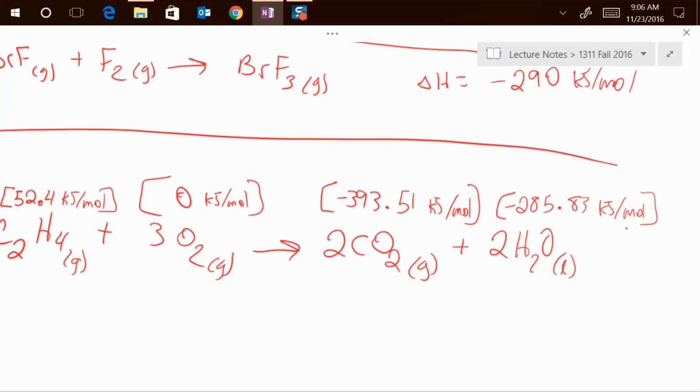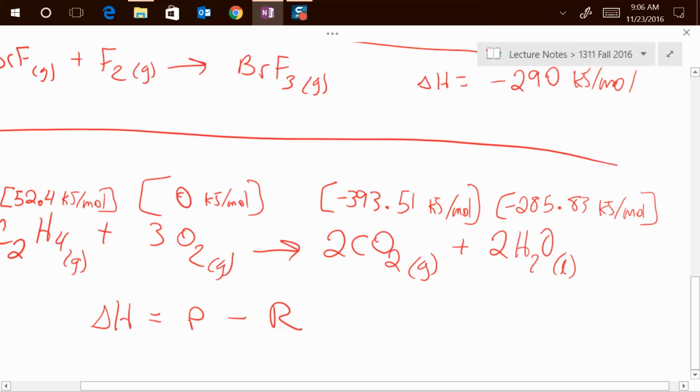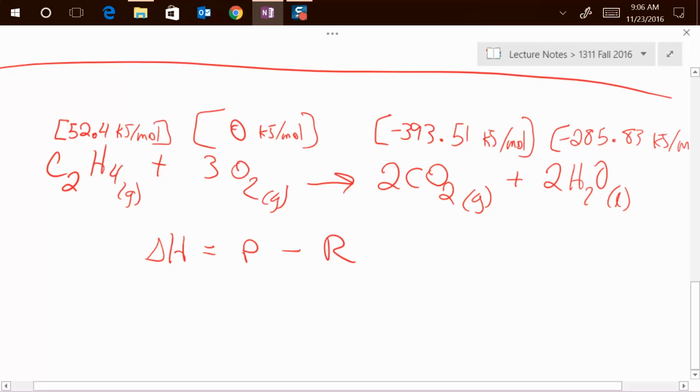Or if you're given a question like this on the test, it'll be in the question. They'll say these are the delta H's of formation. Okay? So you would solve for it using those. Okay, so the delta H is equal to products minus reactants. So that's how I'm going to find my delta H. So I'm going to need to find the sum of the products, and then I find the sum of the reactants, and I subtract them from one another.